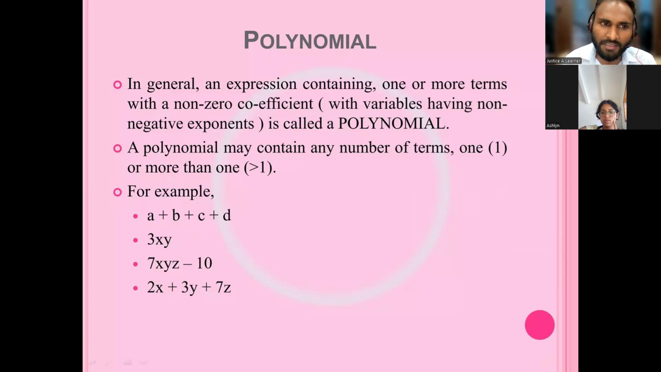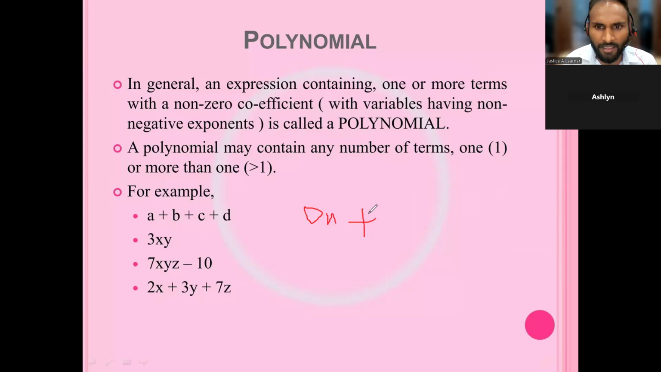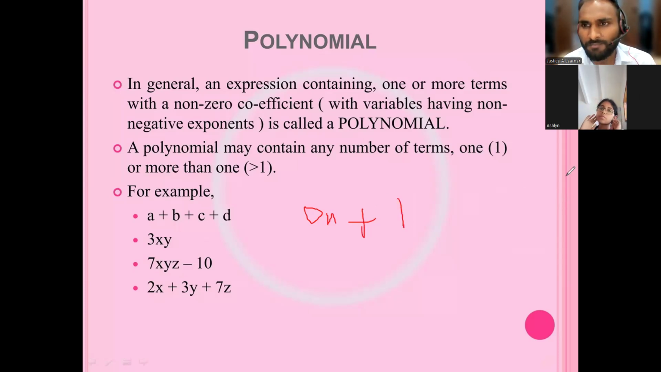If I am writing here 0, and then I'm writing x, and then 1. Okay, so 0x plus 1. Can you tell me this is monomial, binomial, trinomial, or what? This binomial. Yeah, you are confused actually. That's why we have this definition.